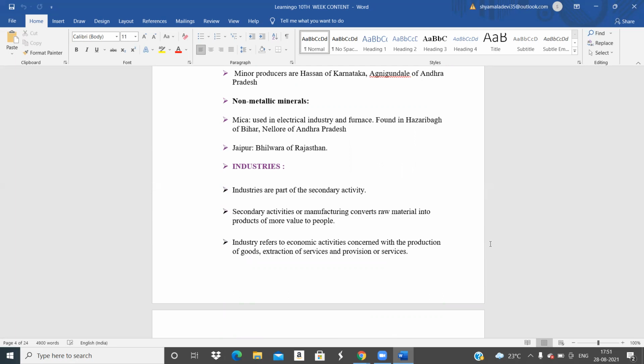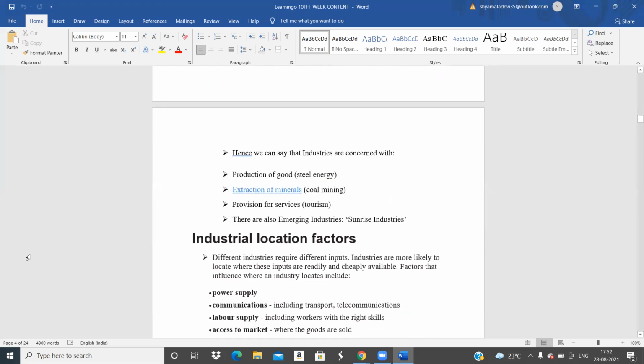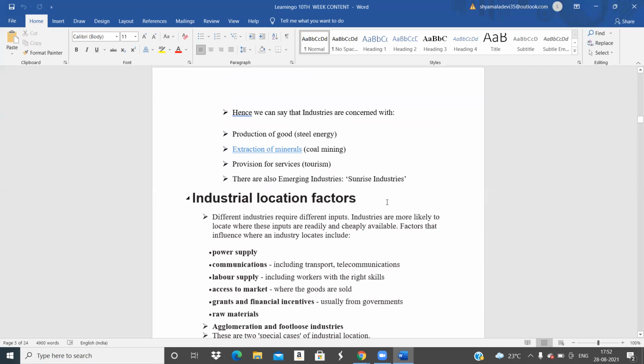Secondary activity is mainly concerned with the transformation of raw materials into finished products, which you also call final goods or consumer products. So they will give us value. That means whatever products we purchase are of value to you. It also refers to economic activities with the production of goods and services. So they are concerned with production of goods, extraction of minerals, provision for services, and there are also engineering industries, or emerging industries, which are called sunrise industries.